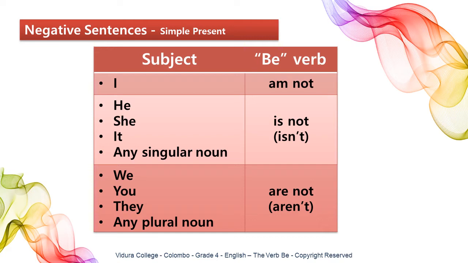So you can create sentences like this. I am not a student. He is not a doctor. We are not friends. Like that, you can make negative sentences.